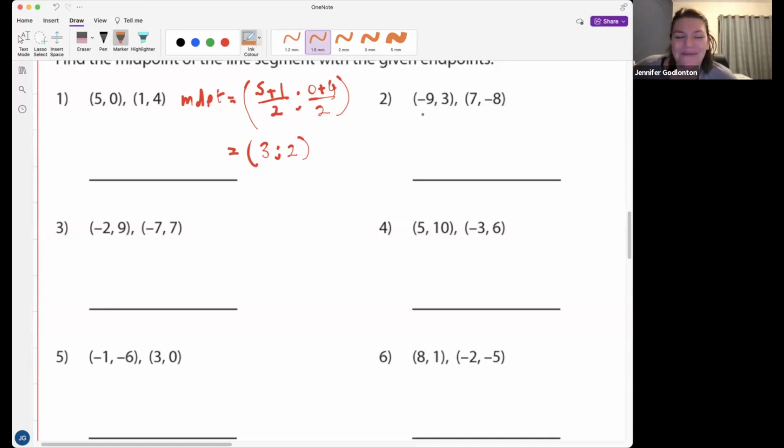So we're going to have -9 plus 7 over 2 and 3 minus 8 over 2. So we're going to land up with -2 over 2, which is -1, and then -5 over 2, which we're going to leave as -5/2. Guys are too clever. You're getting these so quickly. Nice.